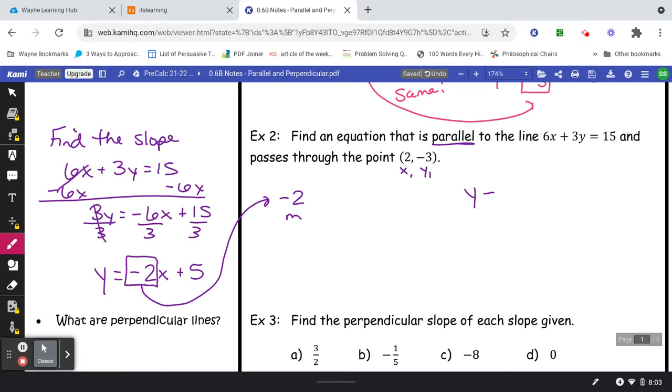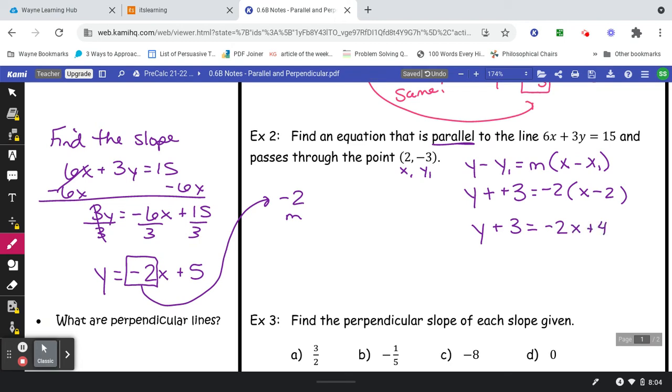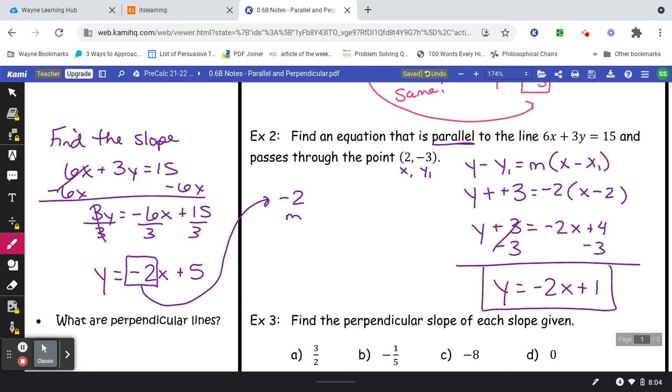y minus y1. Let me write that equation out for you in case you don't have it. So when we worked on yesterday, our point-slope form, we're just plugging our numbers in. Distribute. Solve for y. And there we go. There's the other equation. And you can see that they both have the same slope, which means they're both going to be parallel lines to each other.